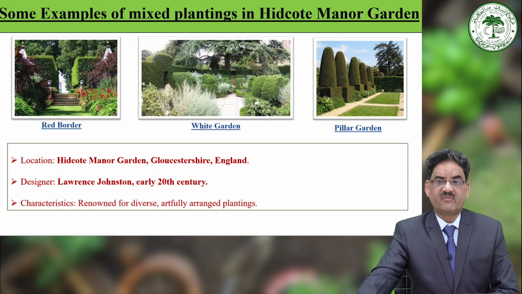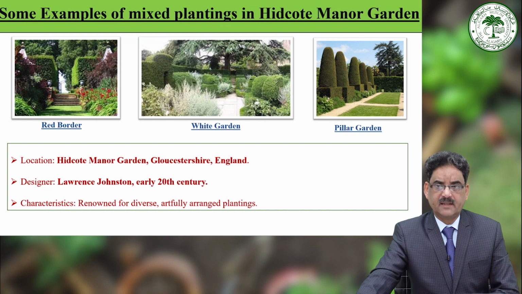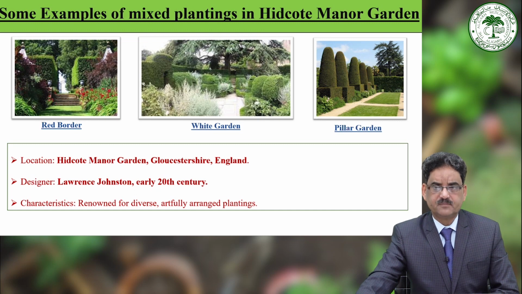An example of a garden with mixed plantings of the English style is the Hidcote Manor garden in Gloucestershire, England. It was designed by Lawrence Johnston in the early 20th century. Hidcote is renowned for its diverse and artfully arranged planting. Here are some examples of mixed plantings in Hidcote Manor garden.